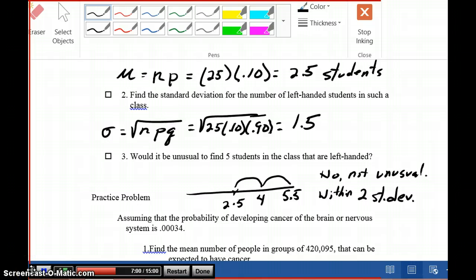Now, would it be unusual to find 5 students in a class that are left-handed? Well, if I start at 2.5, which is the expected value or the mean, and move 2 standard deviations up, I would end up at 4 and then 5.5. So I could see that 5 is within 2 standard deviations from the mean, so no, it is not unusual to have 5 students in the class that are left-handed.